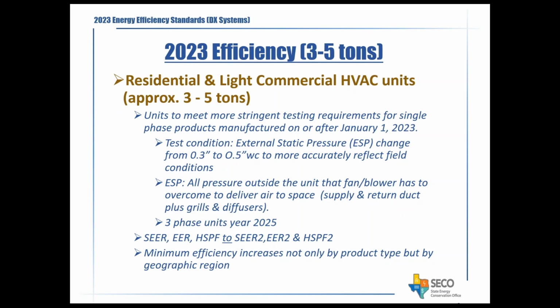So the minimum efficiency increases not only by product but by geographic region. They allow slightly less efficient units on the cooling side in the north, and in the southeast and southwest they've got slightly higher minimum efficiency standards. It used to be one for the entire US. Now there's a little distinction, mostly to reflect the actual conditions.